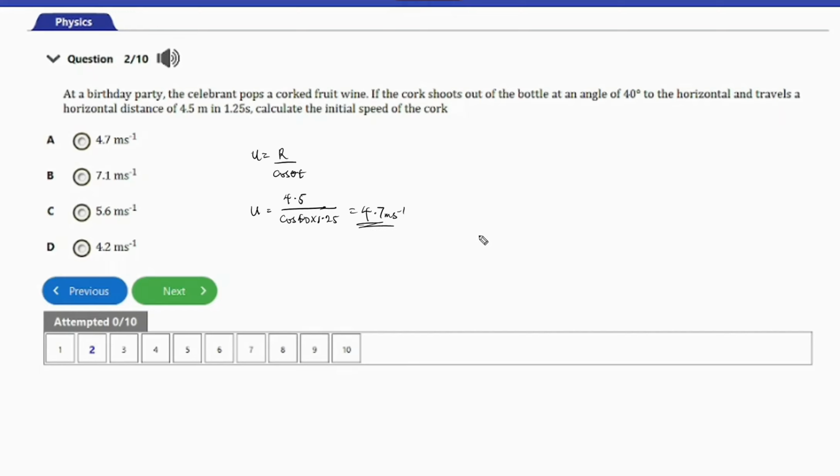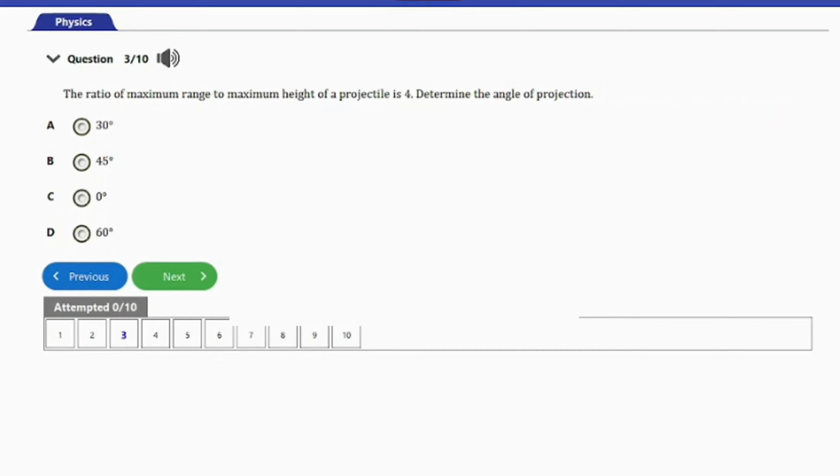So let's go ahead and consider the next question, guys. The next question we have here is question number 3. It says, the ratio of maximum range to maximum height of a projectile is 4. Determine the angle of projection.